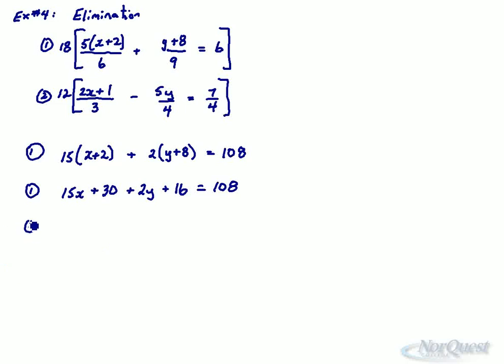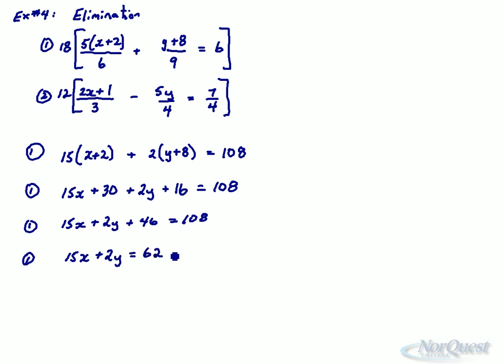Keep simplifying. 15x plus 2y, 30 and 16 to give me 46, equals 108. And I'm going to go even one step further. Might as well take the 46 to the other side and write this as 15x plus 2y equals 108 minus 46, which should give me 62.